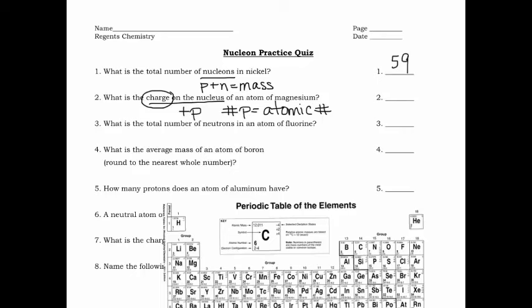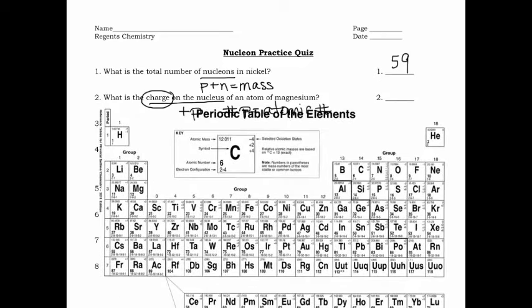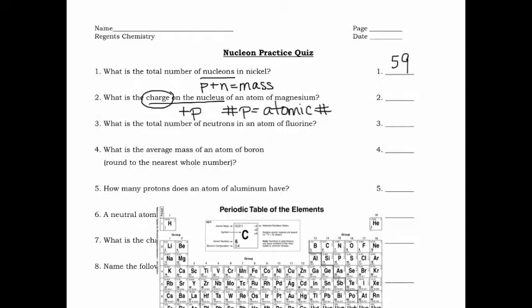So let's find magnesium, and be careful, magnesium and manganese look very similar. Here's magnesium, and its atomic number is 12. Again, if you forget where the atomic number is, go ahead and use that key in the center of your periodic table. So our number of protons is 12. And since they're positive, we're going to say plus 12. Remember, if it says charge, you need to give a charge.